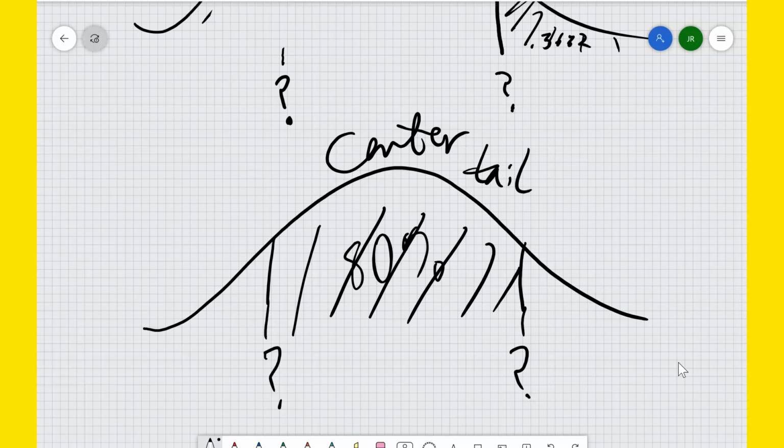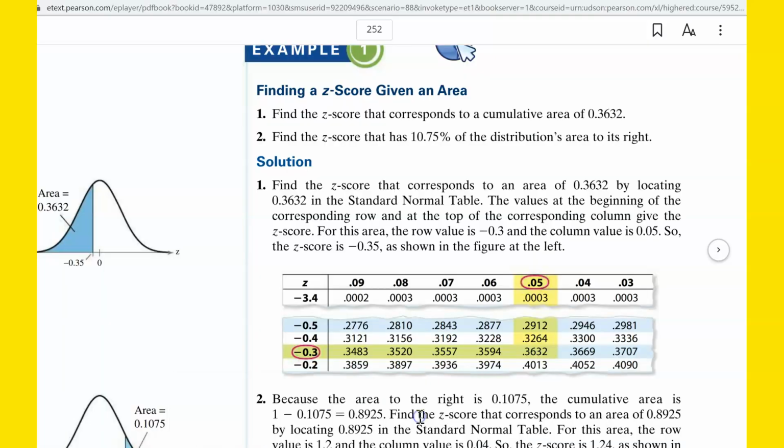So you have to think about what the problem is asking. If it's talking about being to the left or less than something, it's left tail. If it's talking about being to the right or more than something, it's a right tail. If it's talking about being between two things, it's a center tail. So going back to our problem, let's read it again.